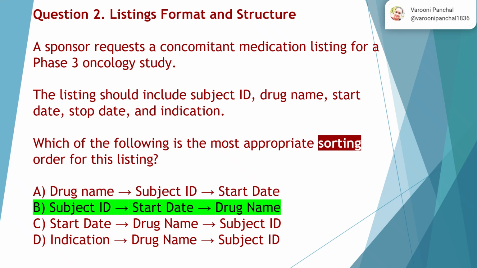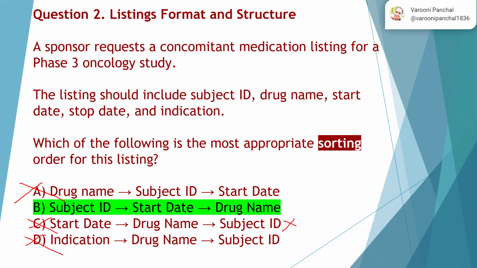Now option A says drug name, subject ID and start date. Now this does not give a clear picture, right? Even though option C says start date, drug name, subject ID. Now the subject ID is mentioned in the last. Okay, so which is not the correct sorting order. Option D says indication, drug name, subject ID. This is also not the right answer.